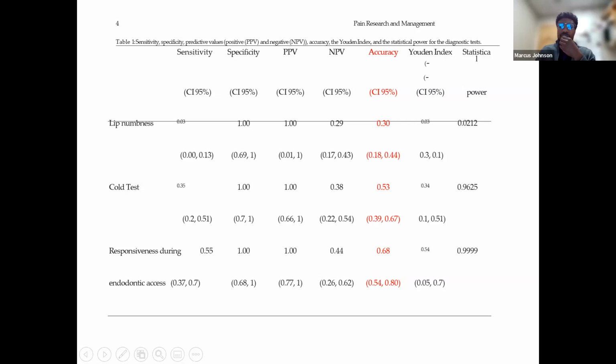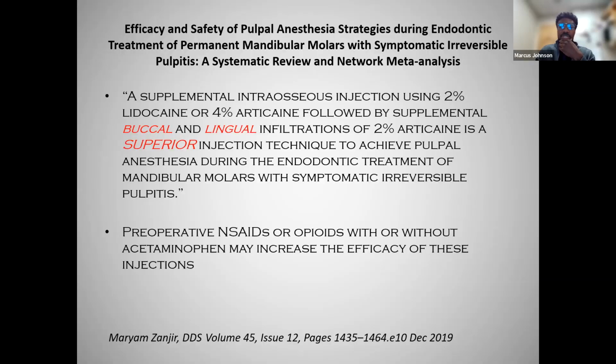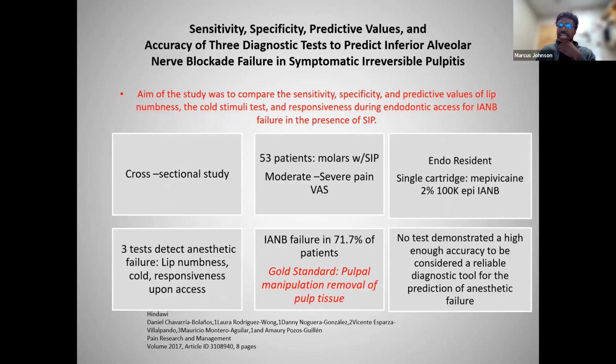And then, of course, responsiveness during access. And the gold standard, of course, was manipulation of the pulp tissue. So essentially from that, they found that there was really no test that demonstrated a high enough accuracy to be considered a reliable diagnostic tool for the prediction of anesthetic failure.